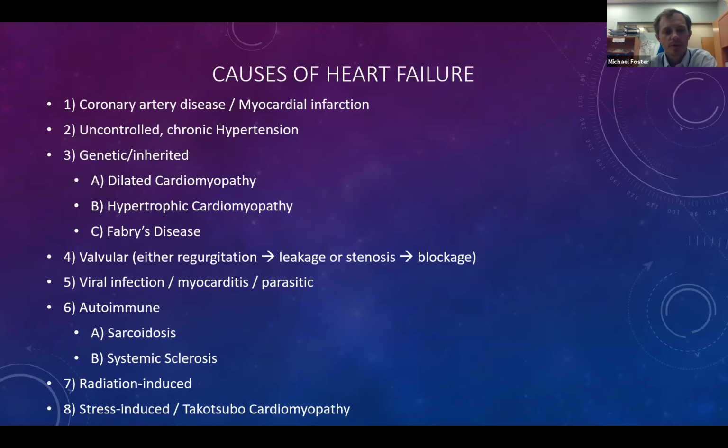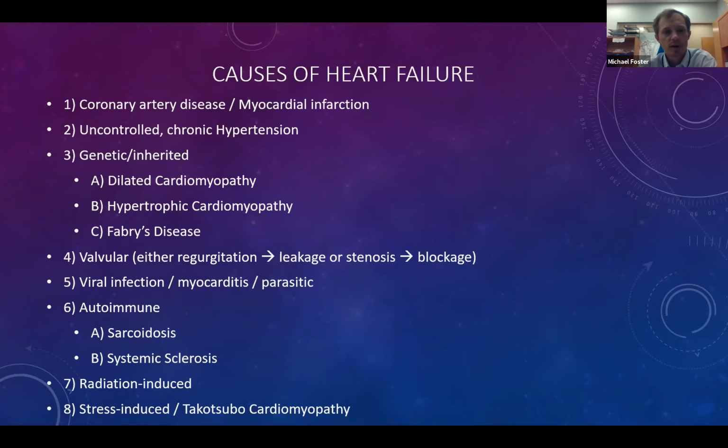Hypertrophic cardiomyopathy is a disease where the patient has an extremely thick heart and usually a preserved function. So this is our classic heart failure with preserved ejection fraction patient. And in the end, many patients will go on to develop heart failure with reduced ejection fraction without good therapy. Fabry's disease is an inherited disease that causes both kidney damage and heart failure.